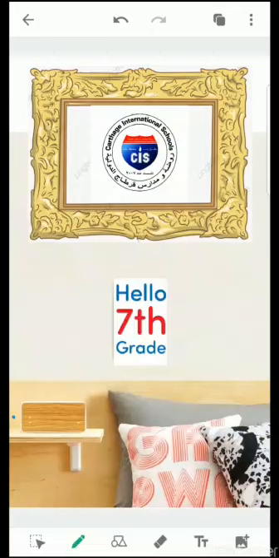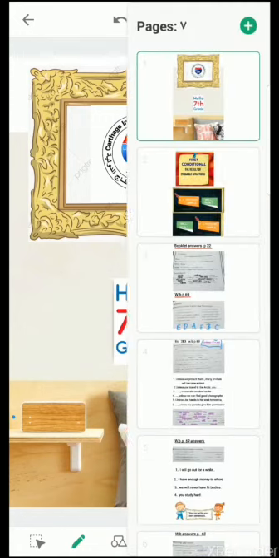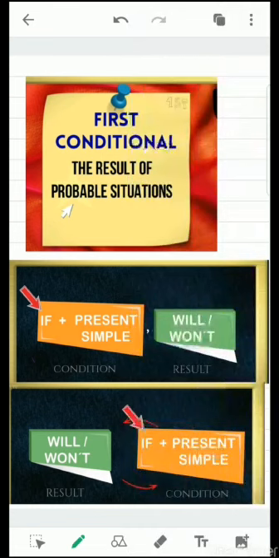Hello, 7th grade. Today we're going to discuss the exercises for our rule, which is the first conditional that we have studied in the last lesson. The first conditional, الجمل الشرطية النوع الأول. Let's revise together the structure of the first conditional. صيغة أو نموذج الجمل الشرطية النوع الأول.